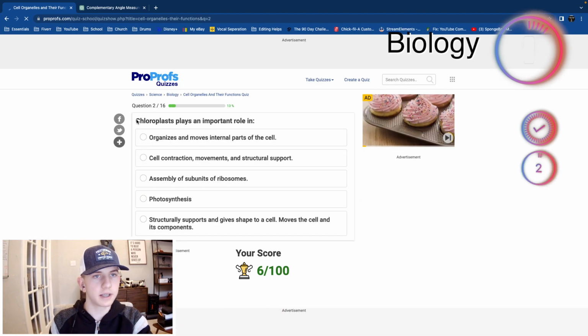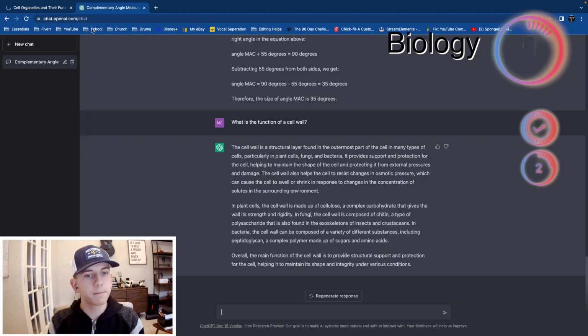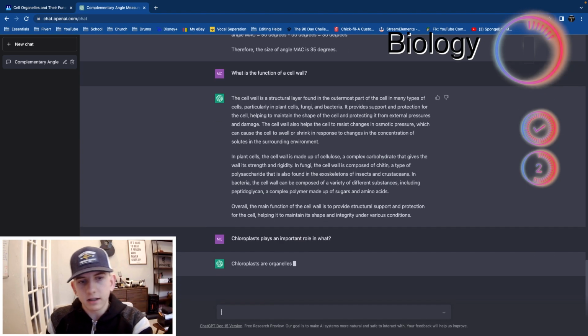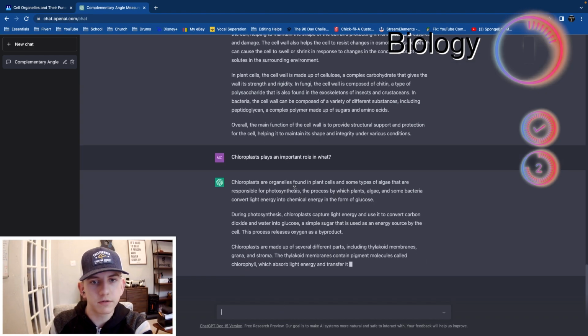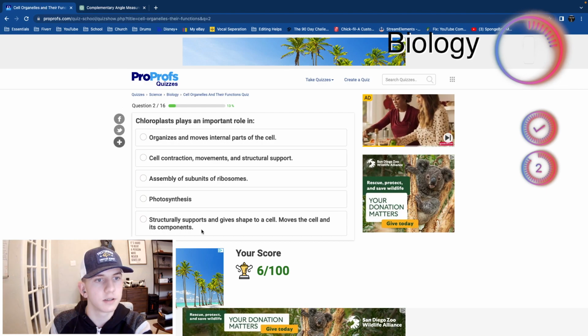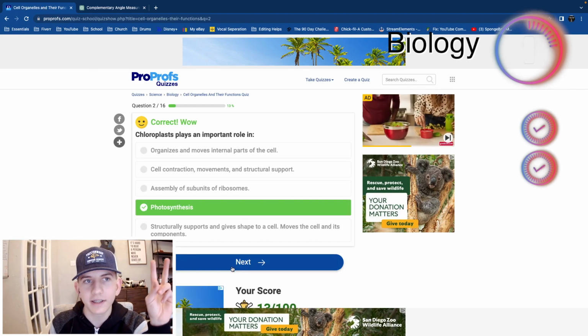Next, chloroplast plays an important role in... command C and V... in what? I'm gonna edit it a little bit because I think it'll help it a little bit. And some types of algae is responsible for photosynthesis. I see photosynthesis right here. And there we go. It's 2 out of 2.